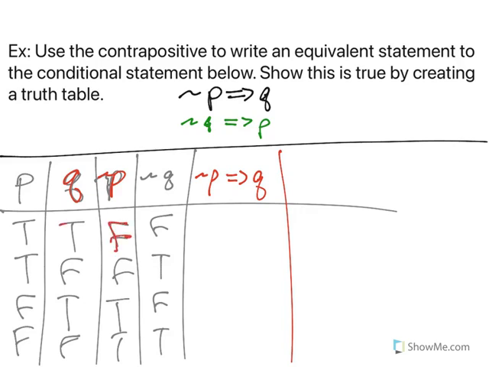So I have false, true, well, that's going to be true. False, false, well, that's going to be true. True, true, well, that's going to be true. True, false. There's my false piece.